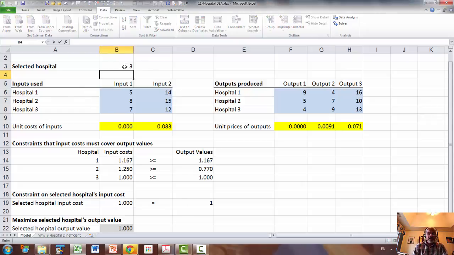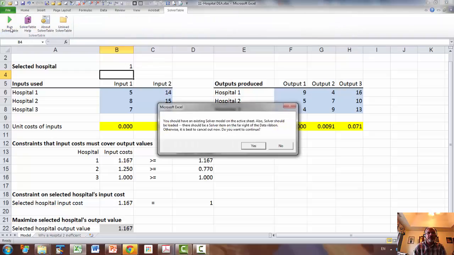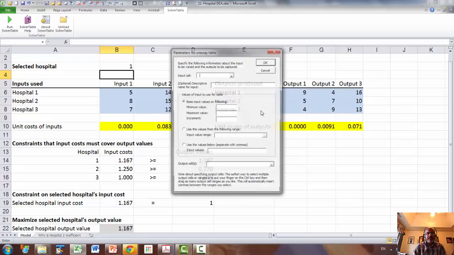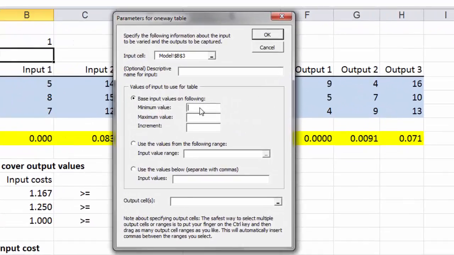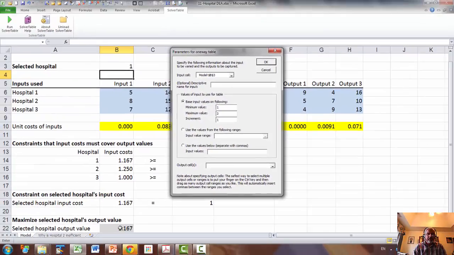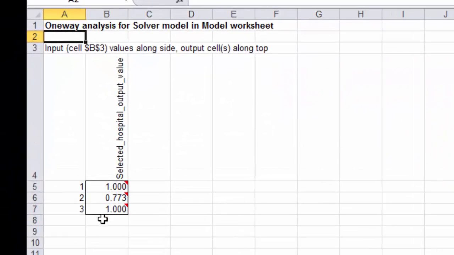Now we can run, okay, let's put this back to 1. We can even run a solver table and use this as the input and look at 1, 2, and 3 hospitals, and we will have the information. So let's do a solver table, one-way table with that as the input, and we want to go from 1 to 3 in increments of 1, and we want the output to be that. Okay. Now you run and you see that the efficiency results are 1, 0.773 and 1.